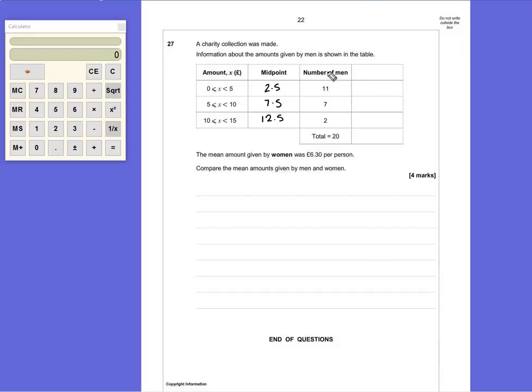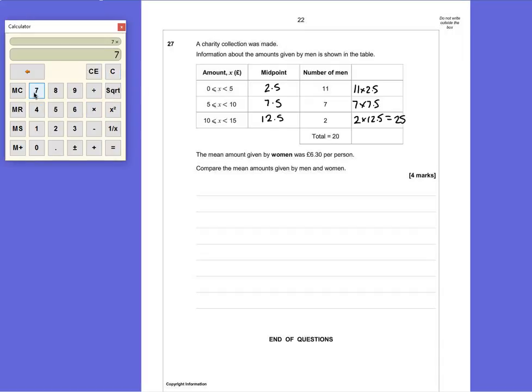To help us find out the mean, we need to know, as a rough estimate, how much there was altogether in each group. So if 11 men gave a midpoint of 2.5 or £2.50 in this case, what we do is we multiply 11 by 2.5. You do the same thing for every column, so we have 7 multiplied by 7.5 and 2 multiplied by 12.5. Any that you can't do just by looking at them, you go across to your calculator.